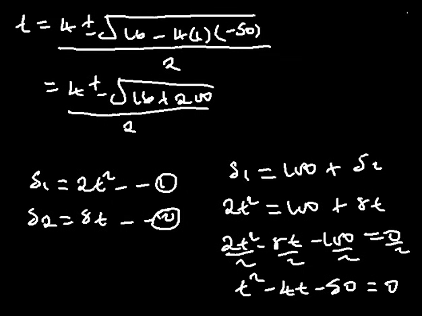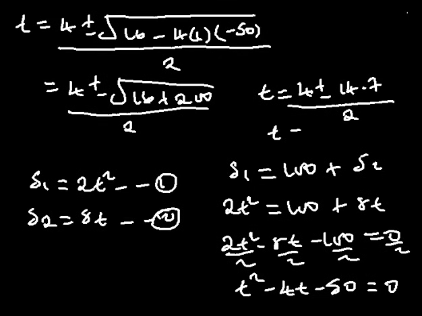So what is 16 plus 200? What we can have is 16 plus 200, we'll have it as 216. And its square root is actually 14.7. So in this case we have the time being given as 4 plus or minus the square root of 216, which is 14.7, divided by 2. Then you just have to select the value of the time which is positive. Therefore the time will be given as 4 plus 14.7 divided by 2.